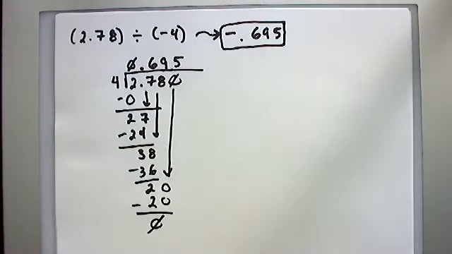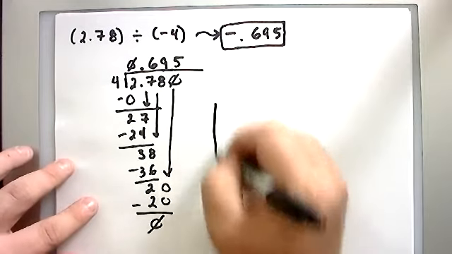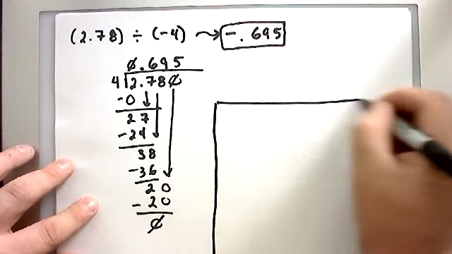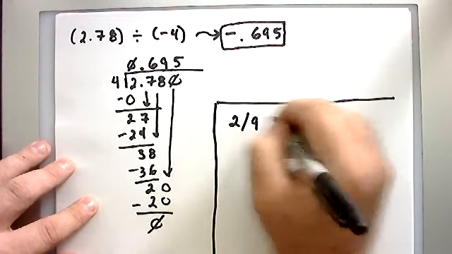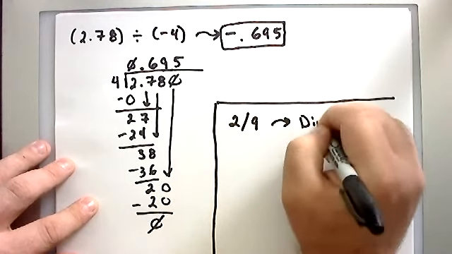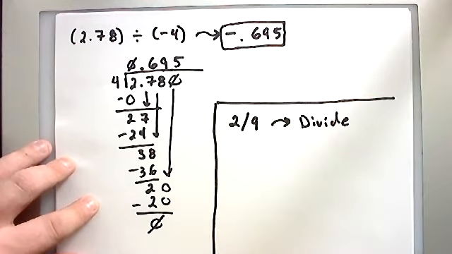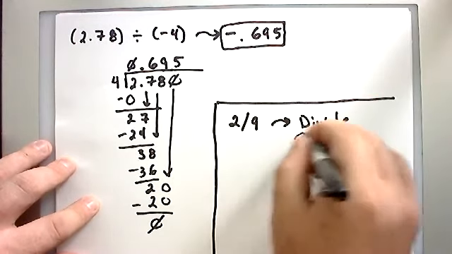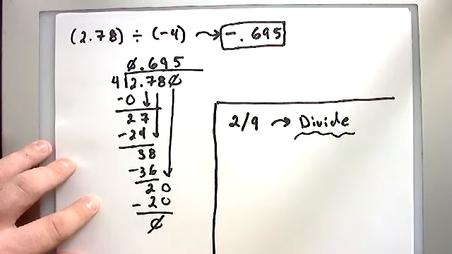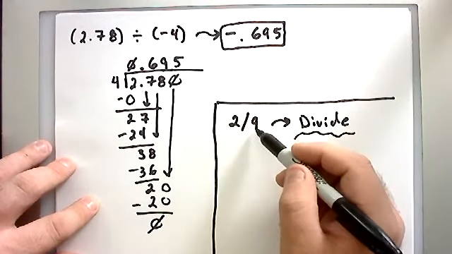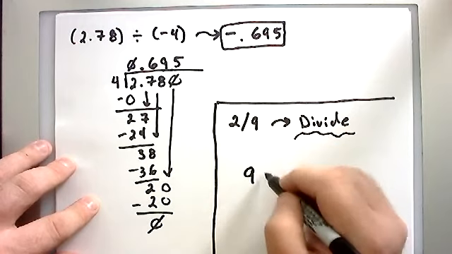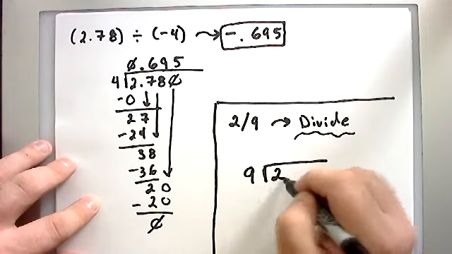So there we go. That's how to divide with decimals. And that's one example that ended. What if I said 2/9 and I told you to divide it? Now you'd be right to look at that and say that's a fraction. Well, which is why I'm giving you the instruction to divide. Fractions are division, right? Isn't that 2 divided by 9? So 9 would go on the outside. 2 would go on the inside.